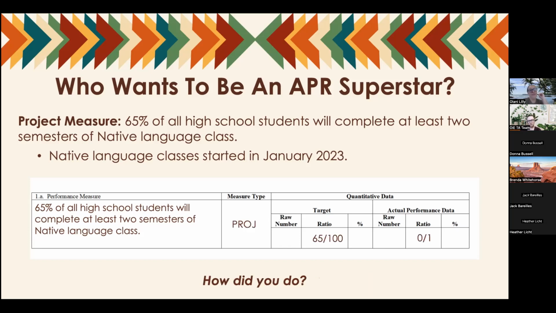And so what you see here is that it's reported as a ratio in target. So it's utilizing that percentage, 65% over 100. And because this measure will not be completed until after, it is 0 over 1. So it is happening after the end of the grant year. Now, does that mean I have anything in my explanation of progress?